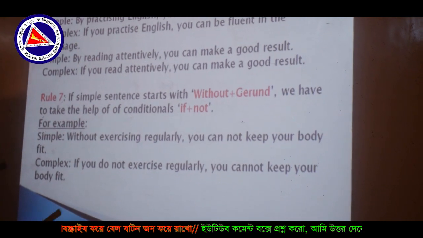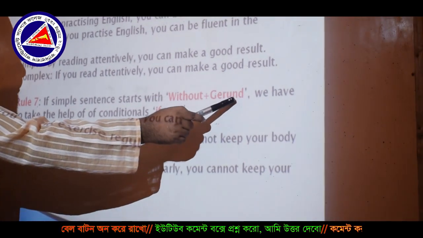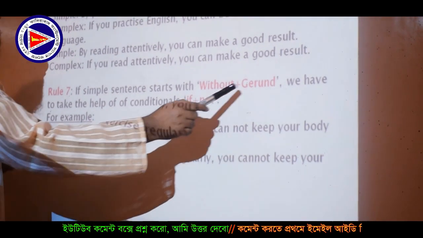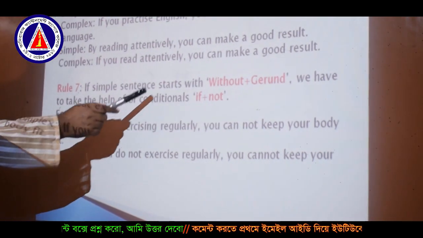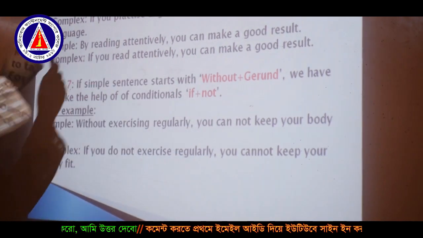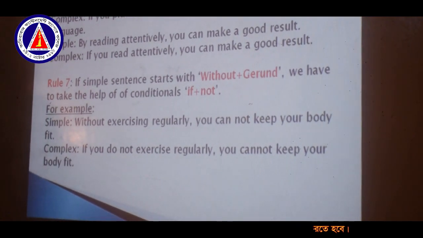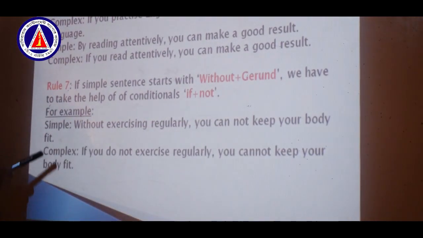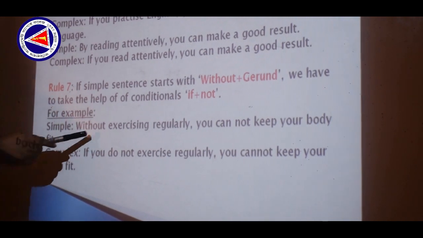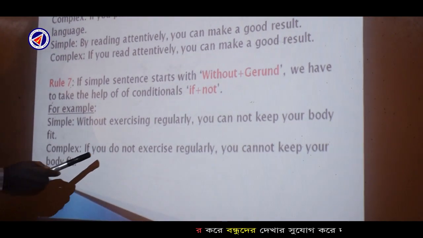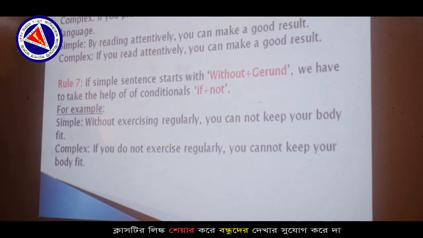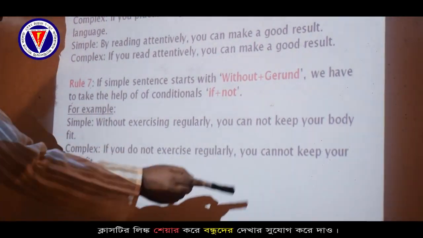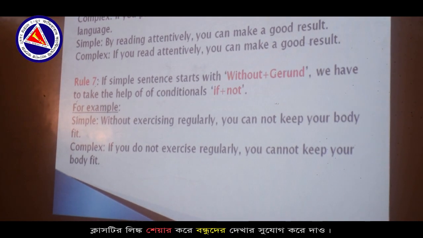Now rule number 7. If a simple sentence starts with without plus gerund, the previous one was by plus gerund, but now it's without plus gerund, then we have to take the help of conditionals, but a negative condition. So there is an example: without exercising regularly, you cannot keep your body fit. So here for without, there should be a negative condition: if you do not exercise regularly, you cannot keep your body fit.